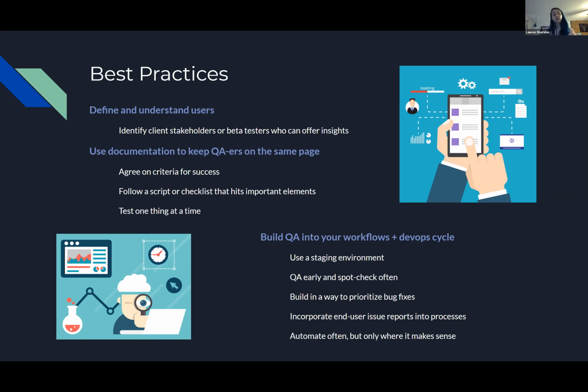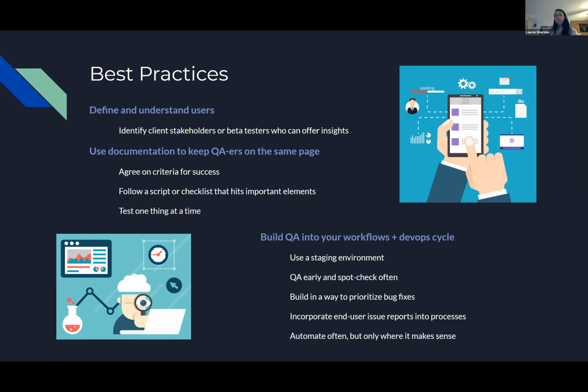In terms of team process, use documentation to keep anyone who's doing QA in all these different forms on the same page. You want to agree on acceptance criteria, or what the criteria are for success. So how do you know if something passes the QA test? Follow a script or a checklist that everybody can use to make sure you're on the same page, and test things in small bits. One thing at a time, so that if you run into a problem, you know what you were testing when that occurred.